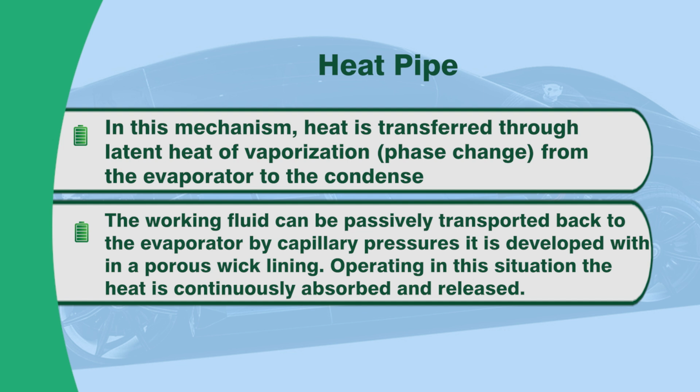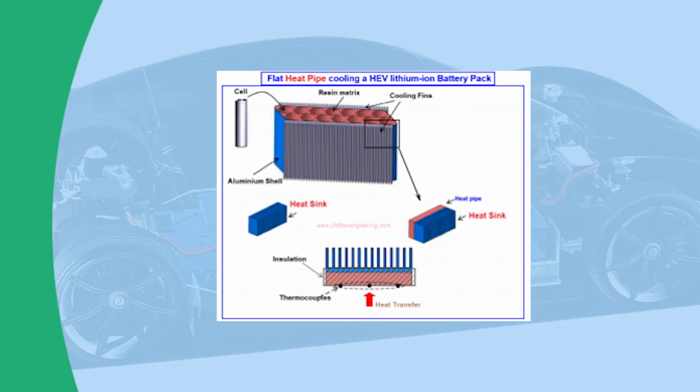It is developed within the porous wick lining. Operating in this situation, the heat is continuously absorbed and released. So, the figure shows the flat heat pipe cooling of a hybrid electric vehicle lithium ion battery pack.